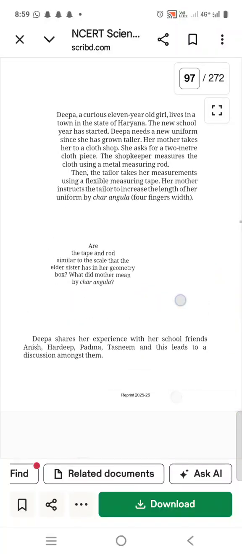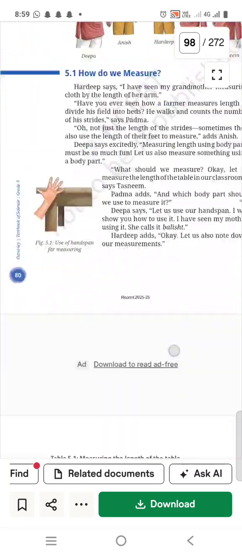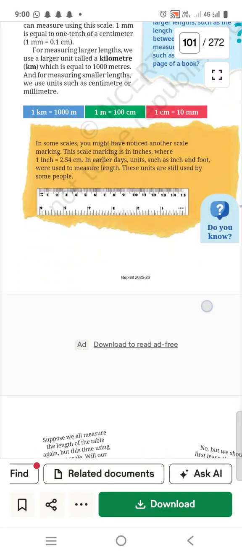We are in chapter 5, measurement of length and motion. We have completed this many pages, and now we are on this page.